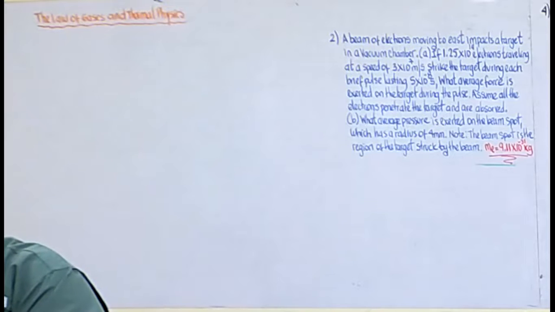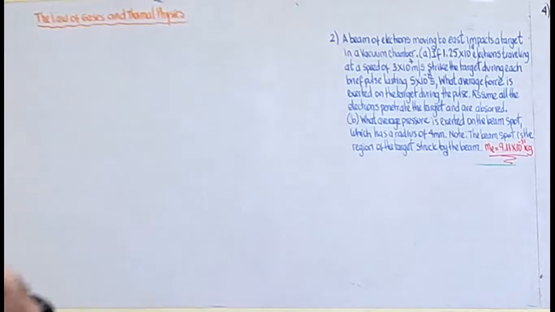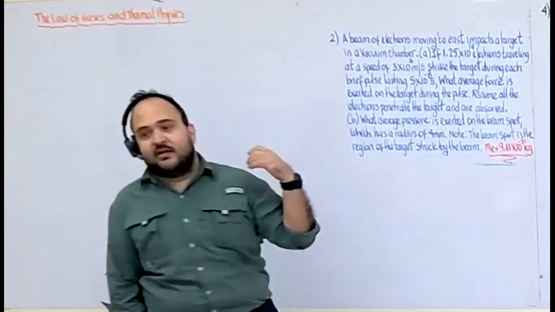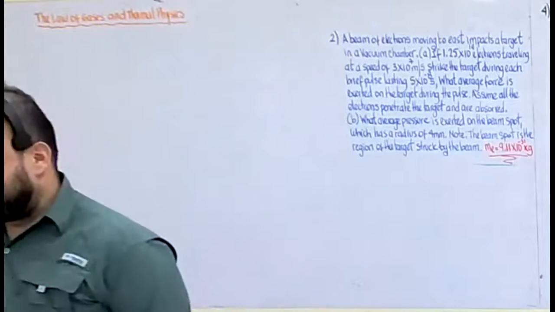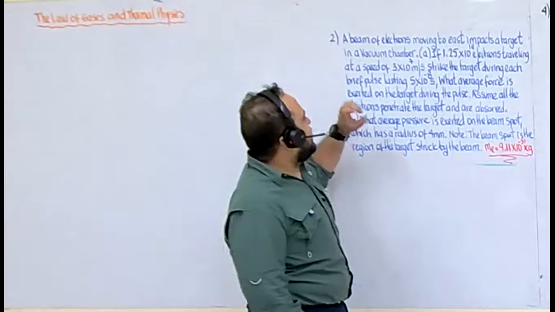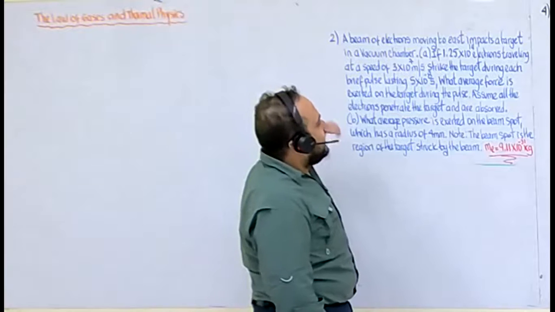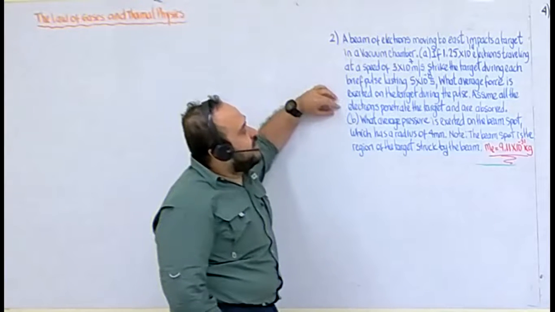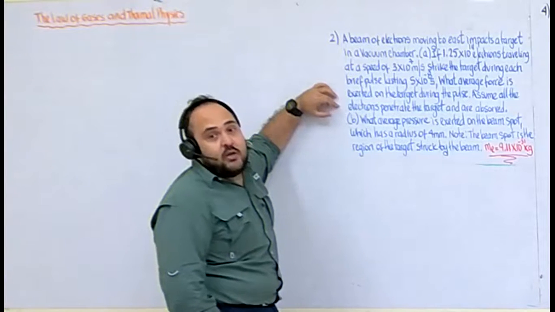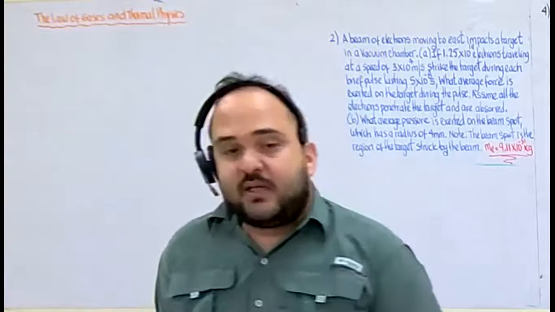However, in this case, we have to apply some knowledge. If you see, moving to the east and impacts a target, there's going to be a collision. And the problem mentions this target, during each pulse, during 5 times 10 to the negative 8 power seconds, and all the electrons penetrate the target and are absorbed. All the electrons. What does that mean?